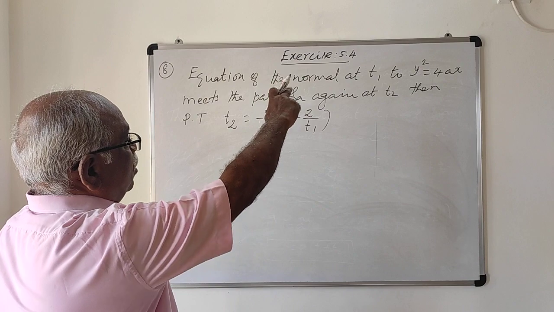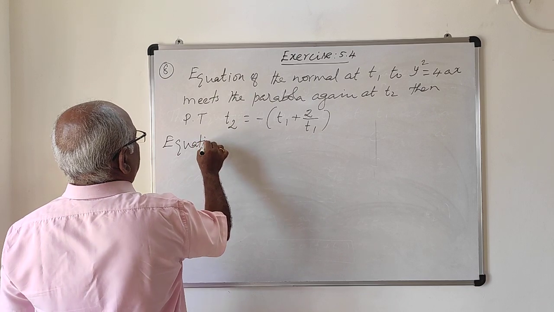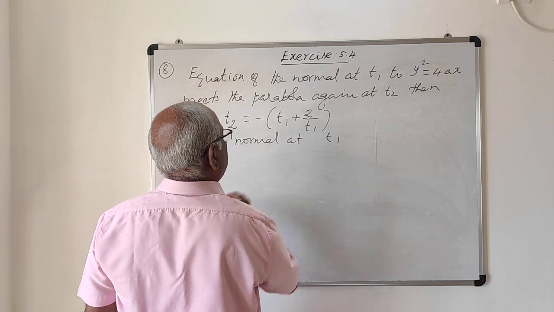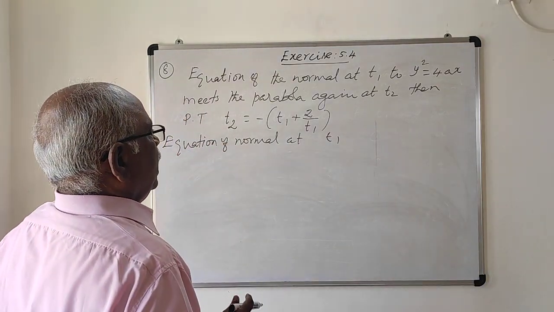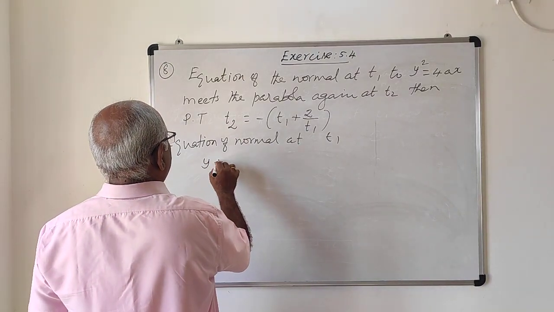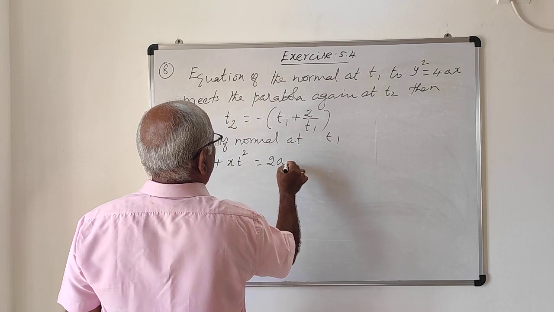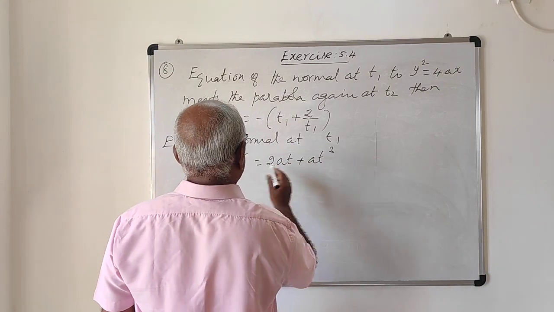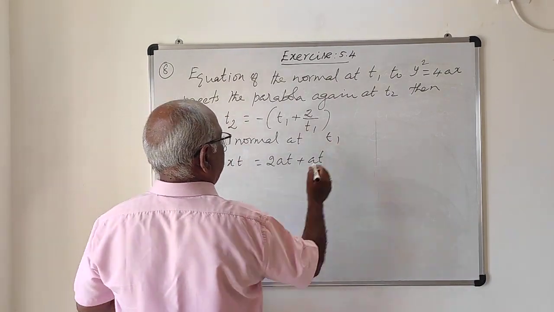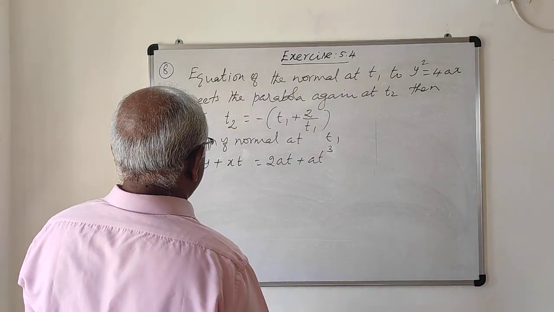Now we have to find out the equation of the normal at t1 first. What is the equation of the normal at t1 to the parabola y square equal to 4ax? The equation of the normal at t is y plus xt equal to 2at plus at cube.